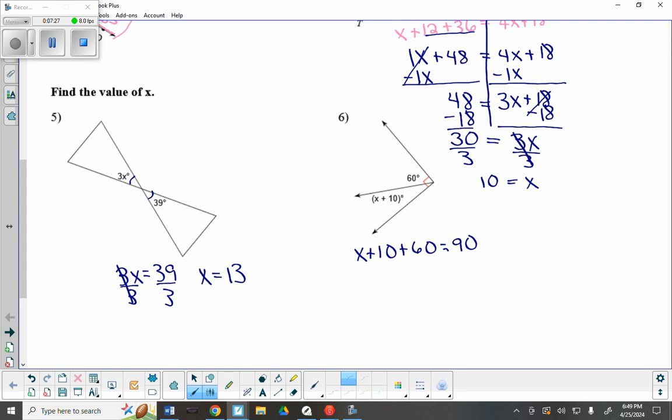Combine like terms, we have an equation, so x plus 70 equals 90. Now we want to get the x term by itself. The opposite of adding 70 is subtracting 70, so it cancels there. And if we subtract from the left, we subtract from the right. So x equals 20 is our final answer.